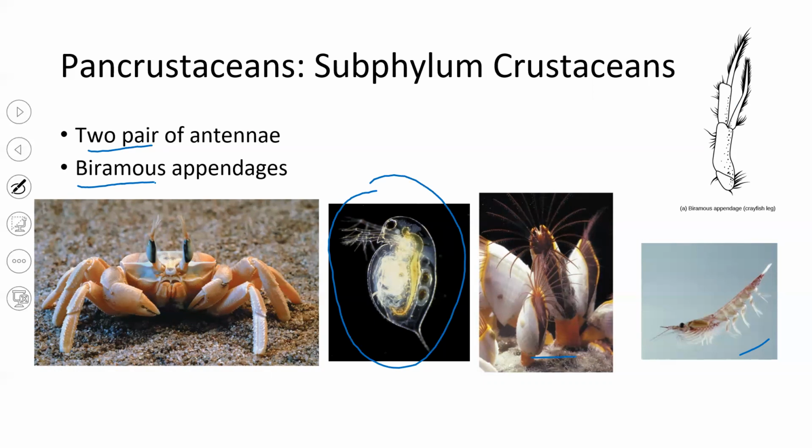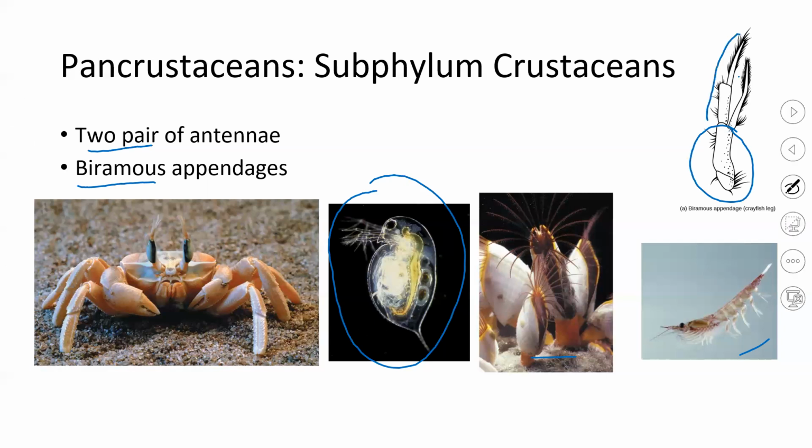What does that mean, you ask? Because I know you're wondering. So they have this part, which is attached to the body. And then they have these two rami that are coming off it. Rami. And that's unique to the crustaceans. So this is a basal segment. Not that it really matters. So the basal segment's attached to the body and then the two rami come off that.